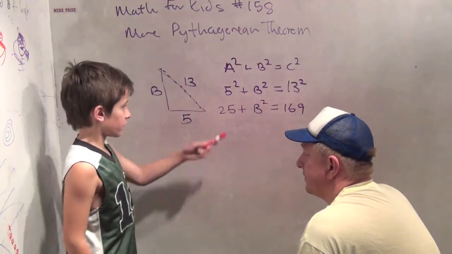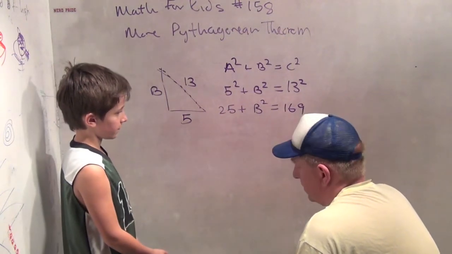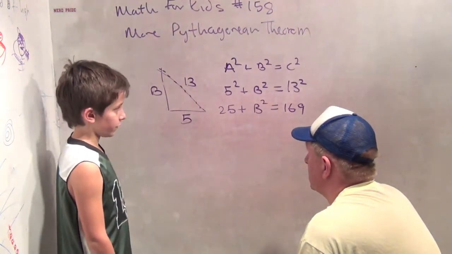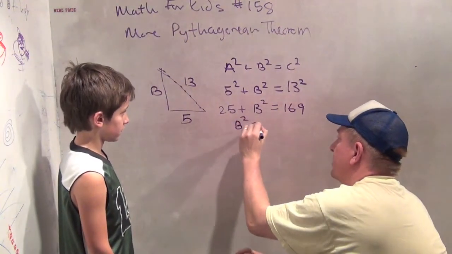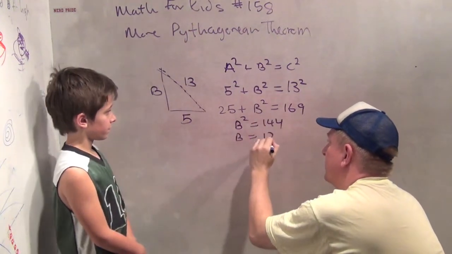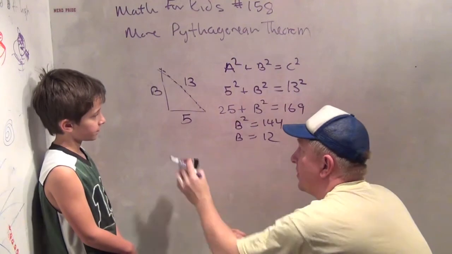How do you do that? 169 minus 25. Okay. Which is 144. B squared is 144, which means B is 12. B is 12. Okay.